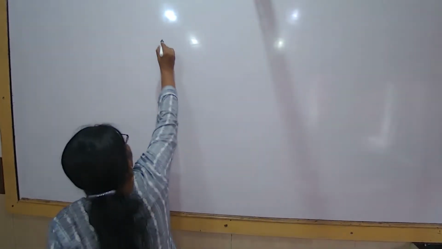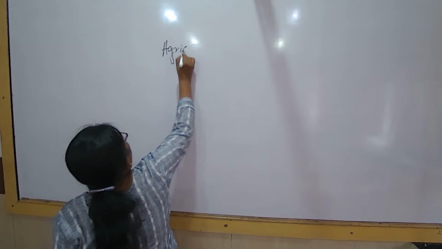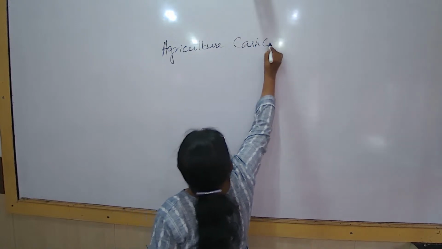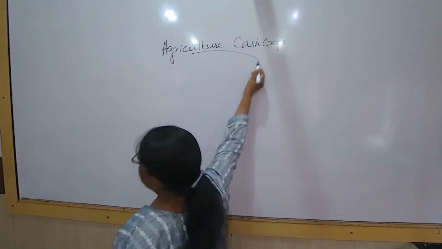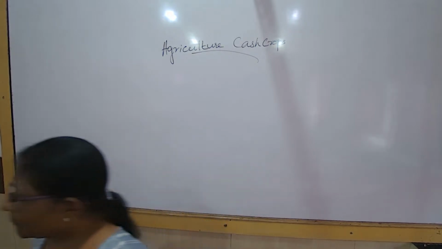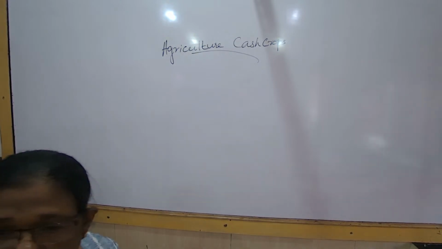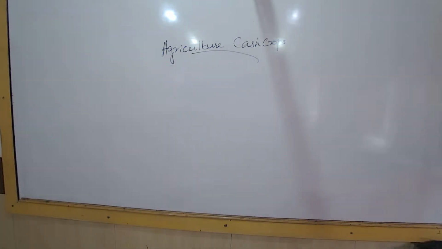Now we are going to learn about agriculture: cash crops. Okay. What are cash crops? Crops used for economic purposes, like jute, cotton, sugarcane. It is not for satisfying the food needs of the people. It is produced mainly for sale, meaning for selling purposes.